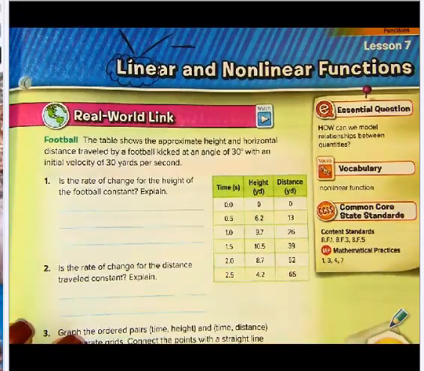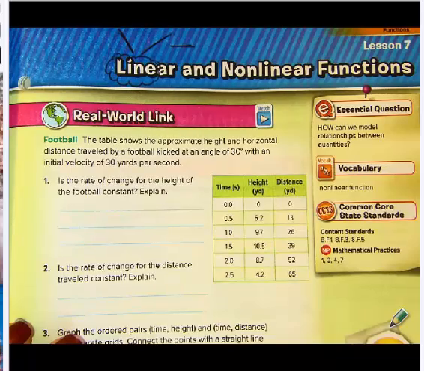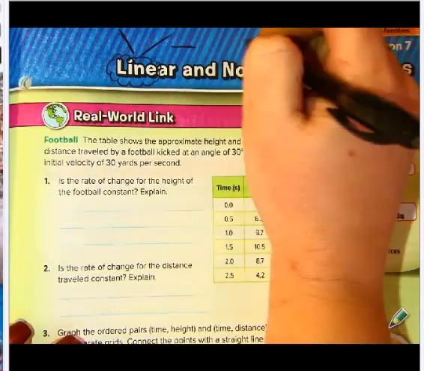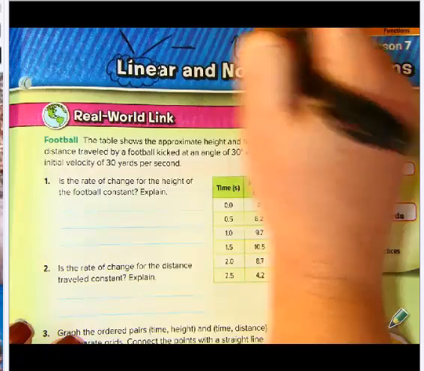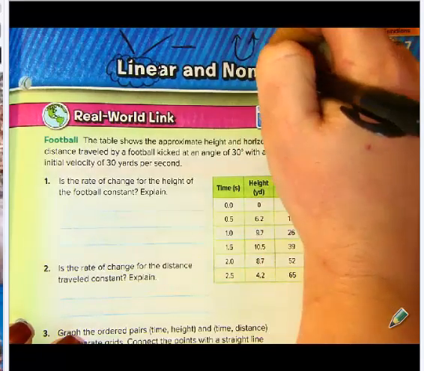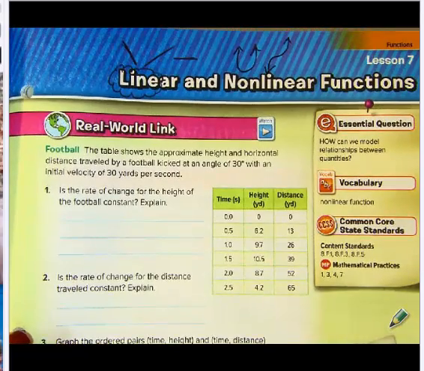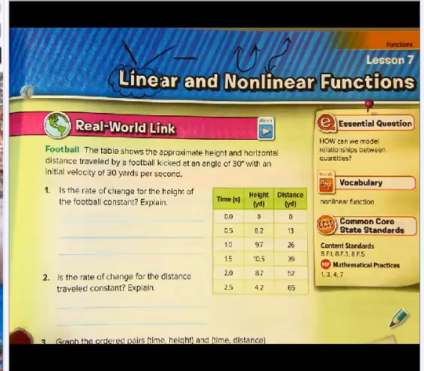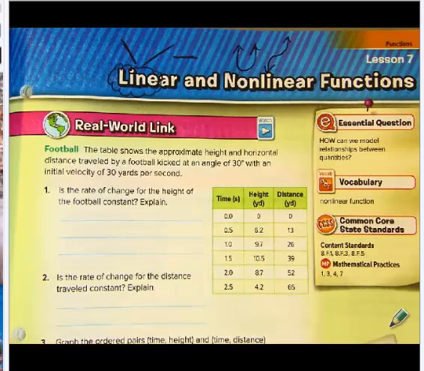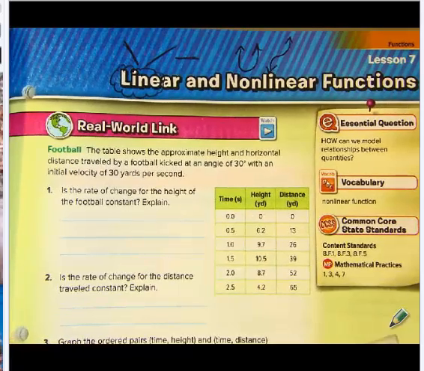So nonlinear functions is when we're going to do a graph that is not a straight line. They might look like this when you graph them. They might look like this when you graph them. There are lots of different examples of nonlinear equations and functions, but what that means is that they are not going to make a straight line when you graph them.